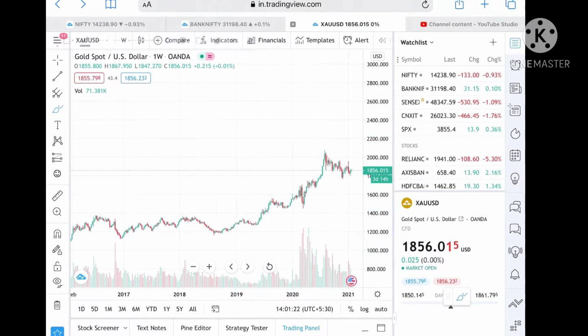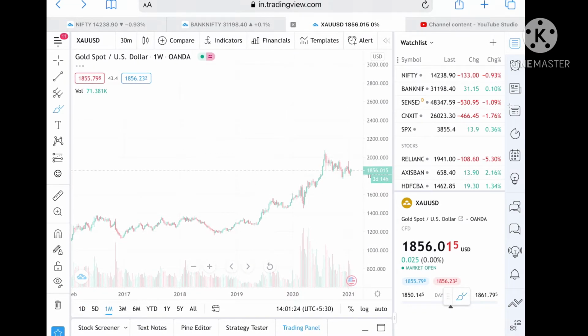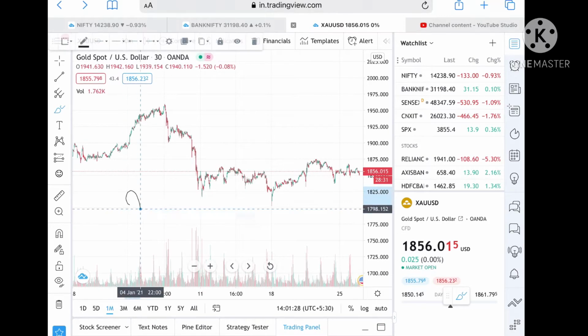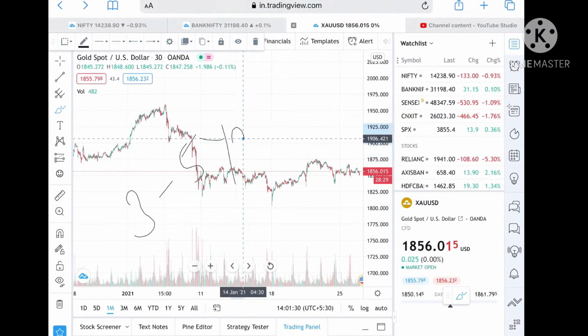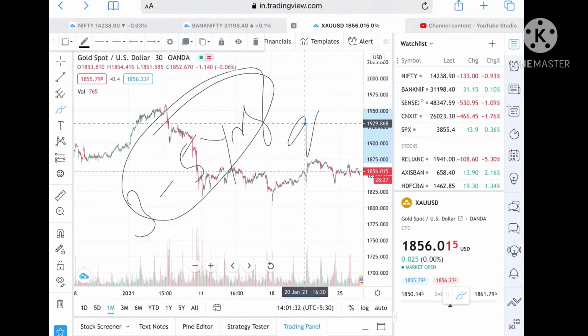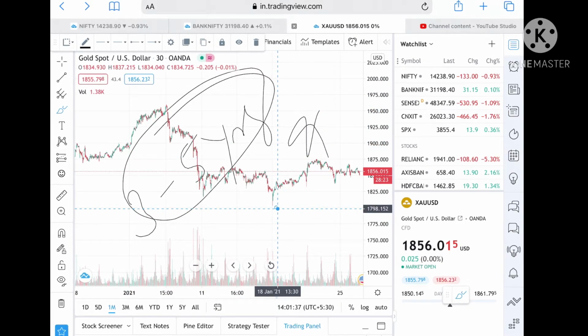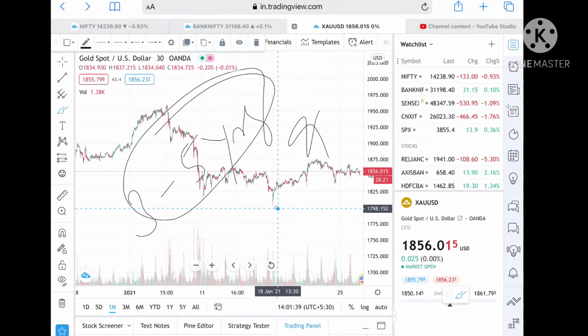So this is what I'm suggesting, that if you are looking for a longer view, suppose 3 to 5 years, then there is a chance the price of gold will go up. So you can buy at the dip. But this is my personal view.